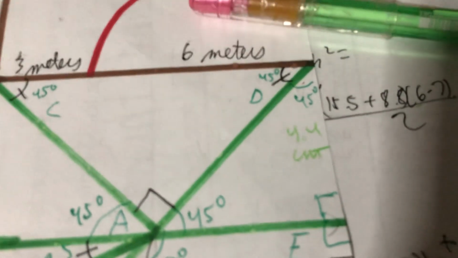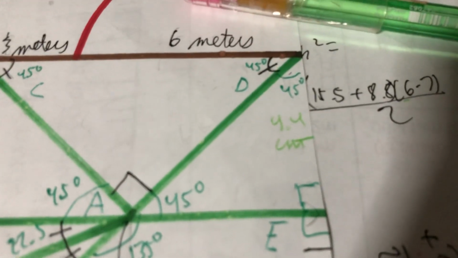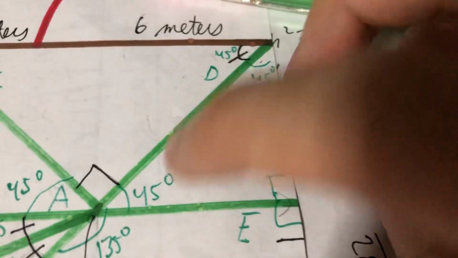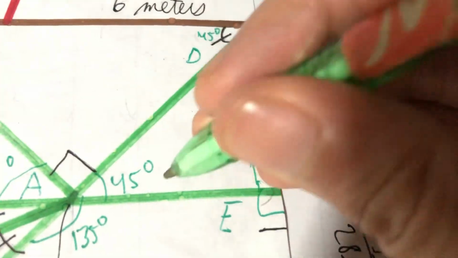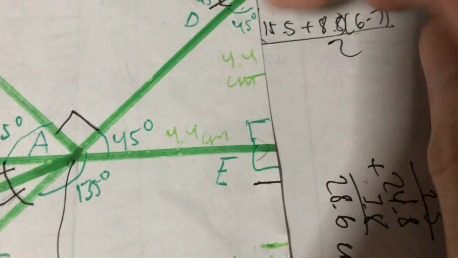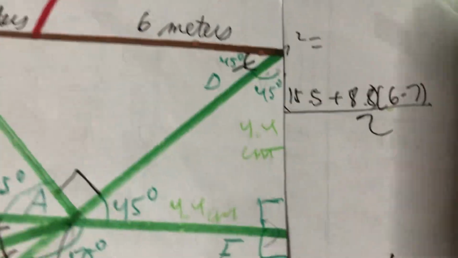That's why we don't need to use the Pythagorean theorem, you just need to understand the formula for 45-45-90 degree triangles. So therefore, what would you expect? You expect that this measure here must also be 4.4 cm. So, 4.4 and 4.4.